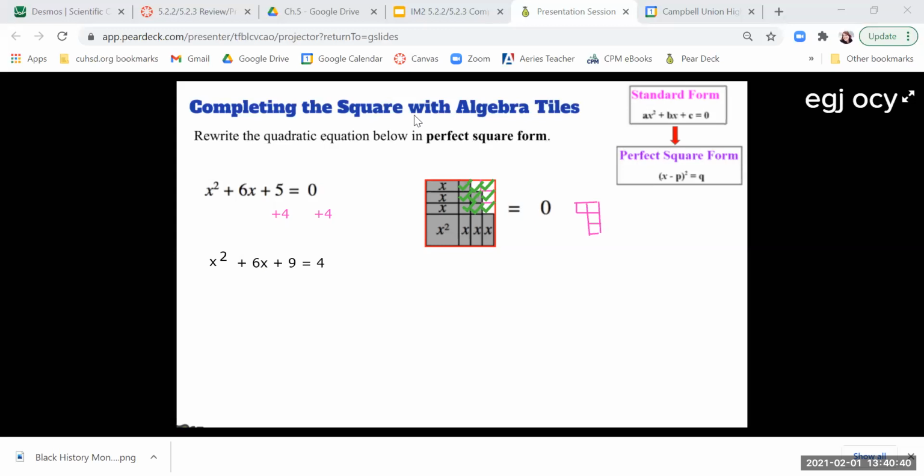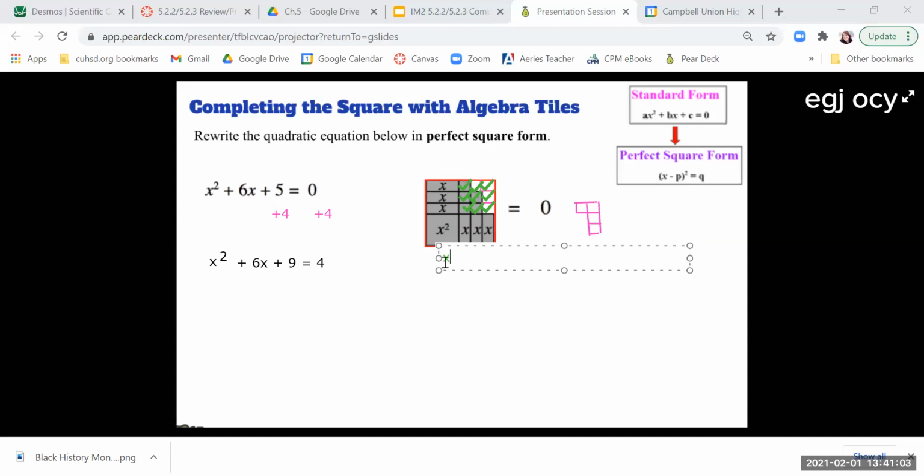So there's our 9. Okay, so now we just need to go one step further and put it into perfect square form, because right now we started with standard form. We adjusted the left-hand side to make a square. Now we need to write it as a perfect square set of factors. So what I do is go back to my diagram and I get my edge lengths.